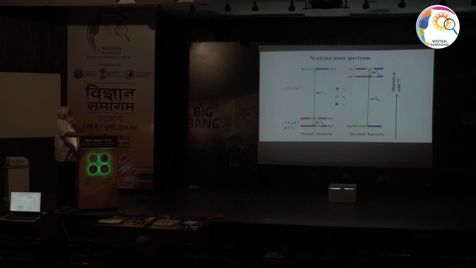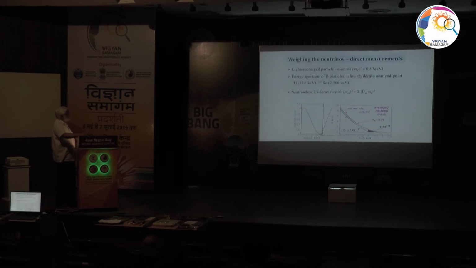Okay. So as I said, it turns out from all these experiments that there are two scales of delta m squared. One is the so-called atmospheric scale, which is about 30 times larger. So we know the ordering of M2, M1, but we don't know the ordering of M3. It could be higher or it could be lower. This is called the normal and this is called the inverted hierarchy. How does this become important?